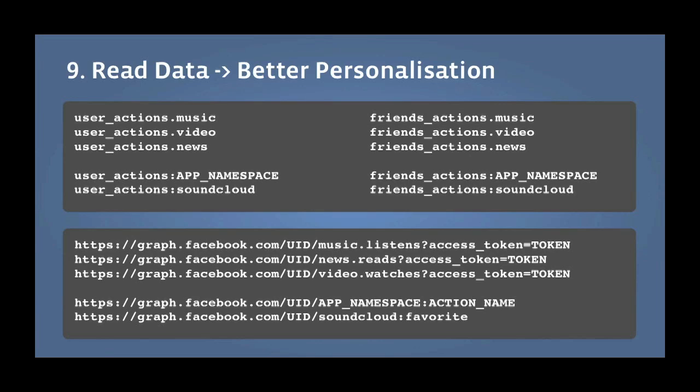And then you can ask for a specific permission to get the actions posted in by a specific other application. So here, user_actions: and then the namespace of the application that I want those actions for. So here I could go user_actions:soundcloud and get all of the actions I've performed on SoundCloud, the sounds I've played, the sounds I've liked. And that's because this is the user's data.